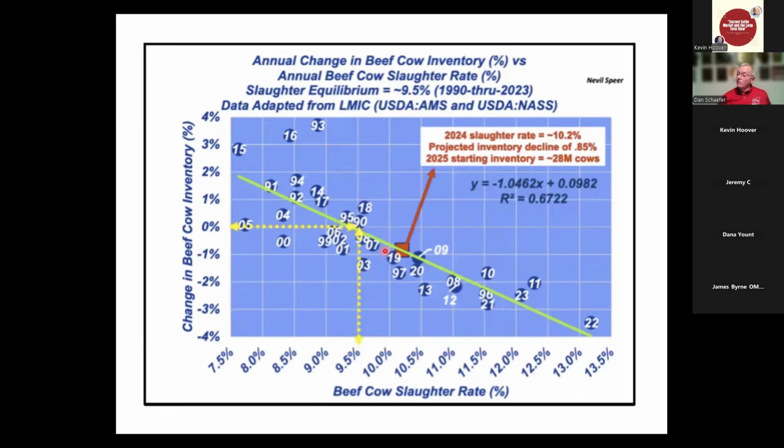In 2024, the slaughter rate was 10.2%. So these would be the most recently available data to calculate slaughter rate on an annual basis. And it says that in 2024, we were still in a bit of a liquidation phase of the beef cattle cycle. When this number drops below 9.5%, then we're in the expansion phase.